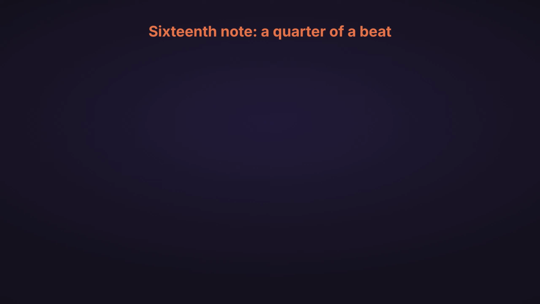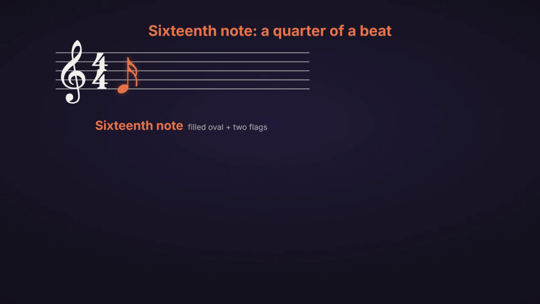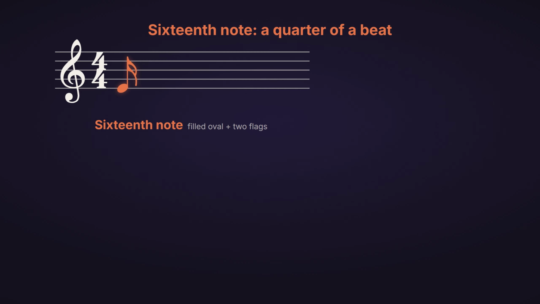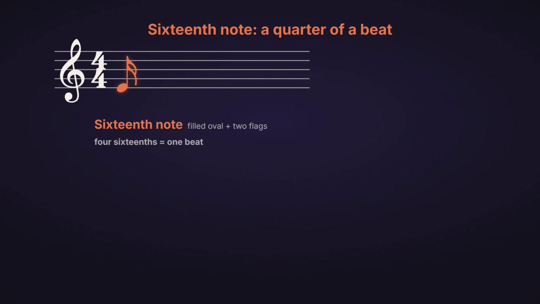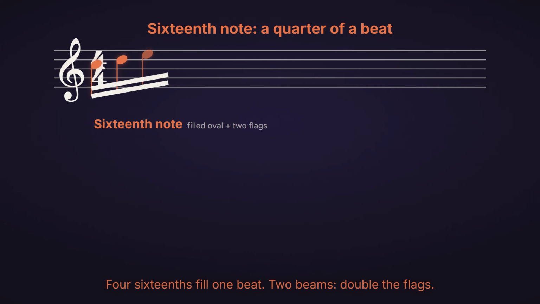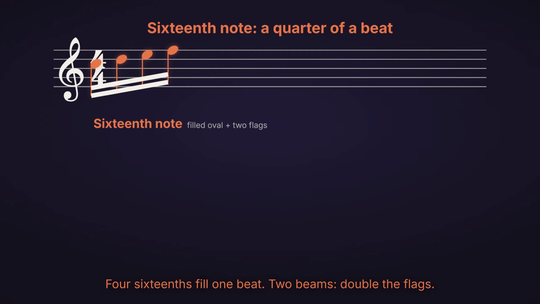Add one more flag to an eighth note and you get a 16th note. 2 flags on the stem, or in a group, 2 parallel beams. A 16th note lasts a quarter of a beat, so 4 16th notes fill exactly 1 beat. In a 4/4 bar you can pack 16 16th notes. On the staff the 2 beams are unmistakable, a beamed group of 4 16th notes looks like a little raft with 2 planks across the top.